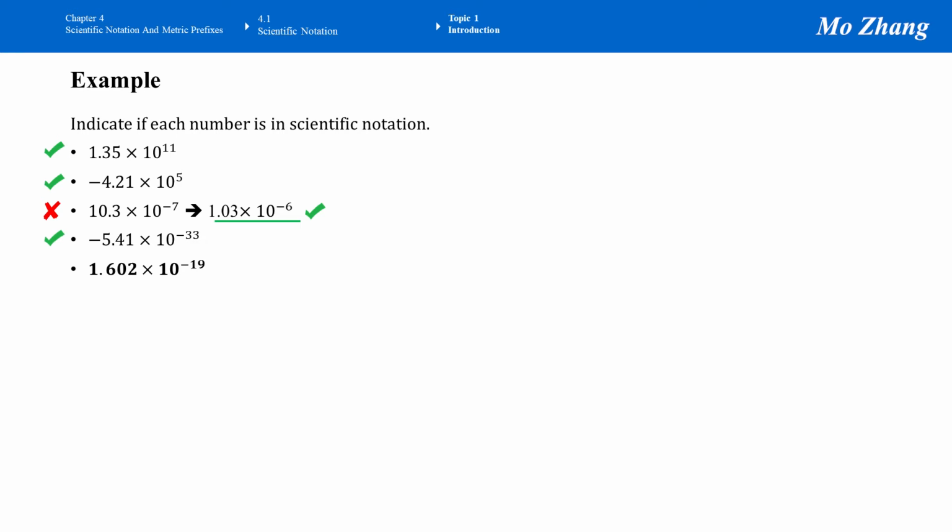For the last number, it's 1.602 times 10 to the power negative 19. The number part is in the range, and the power of 10 part is valid. So this number is also expressed in scientific notation. Now let's have another example.